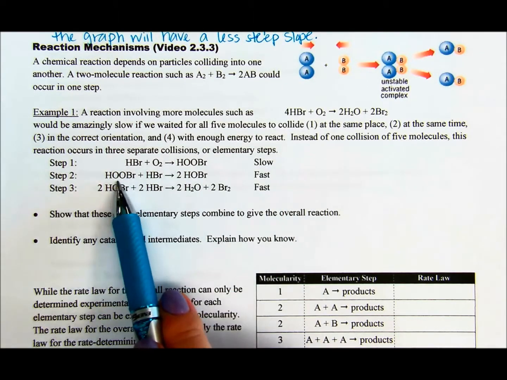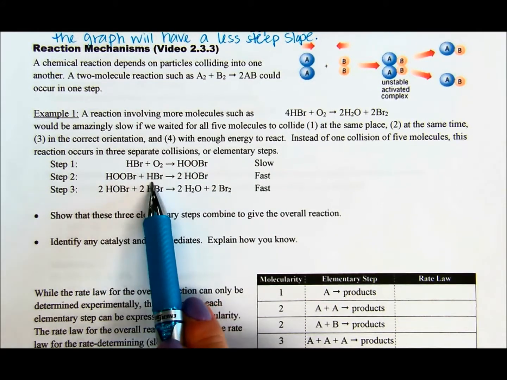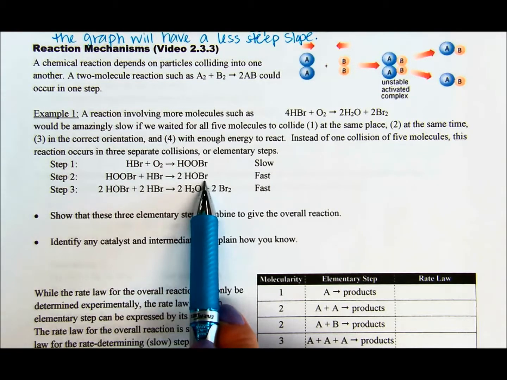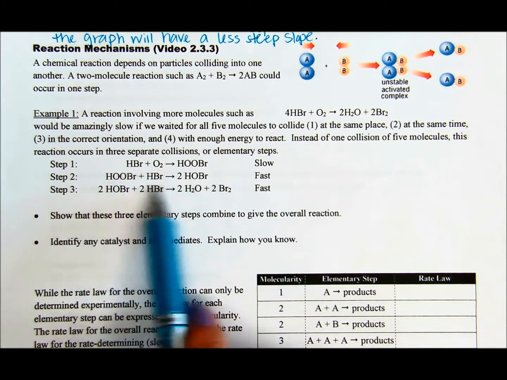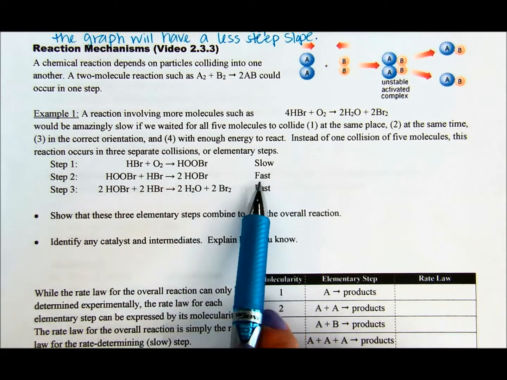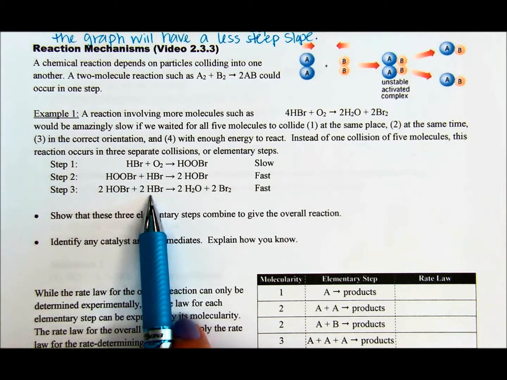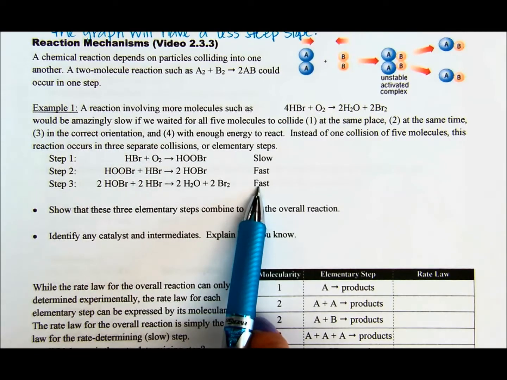Then the next elementary step that has to happen is this HOOBr has to collide with another one of the HBrs and make 2 HOBrs, 2 of these molecules. And that happens really fast. So this collision happens fast. So these 2 molecules need to then collide with 2 more HBrs, and then you get your final products here, and that also happens fast.